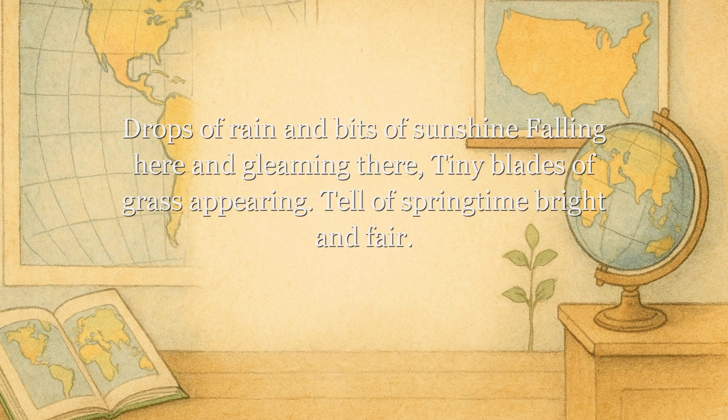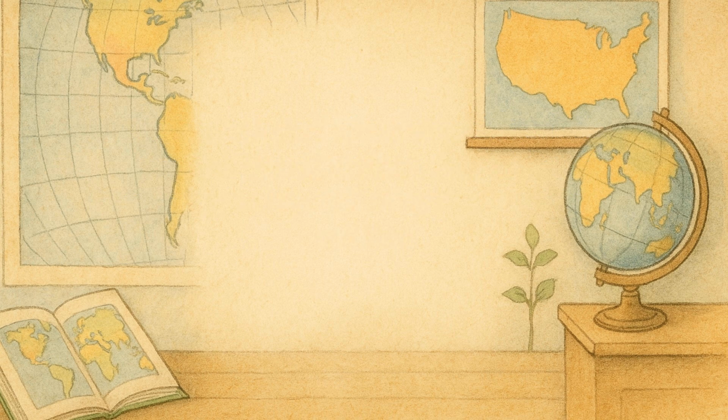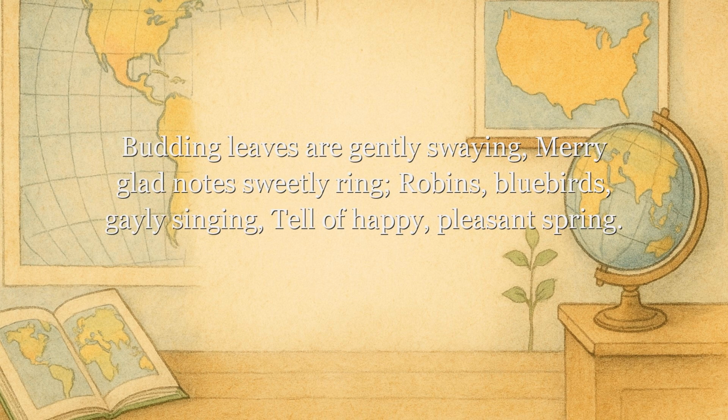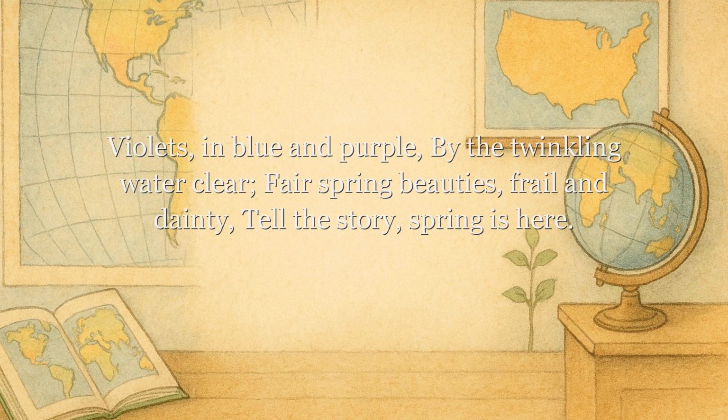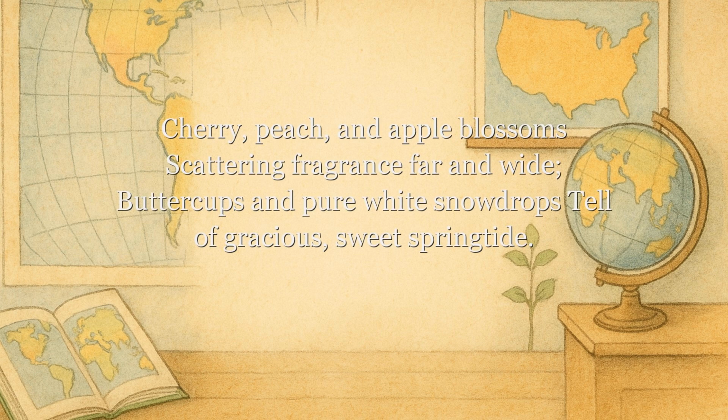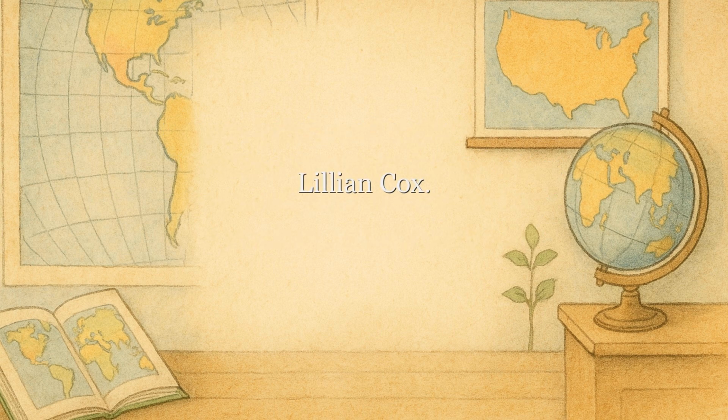Lesson XXVI. Spring. Drops of rain and bits of sunshine, falling here and gleaming there, tiny blades of grass appearing, tell of springtime bright and fair. Budding leaves are gently swaying, merry glad notes sweetly ring, robins, bluebirds gaily singing, tell of happy pleasant spring. Violets in blue and purple, by the twinkling water clear, fair spring beauties, frail and dainty, tell the story, spring is here. Cherry, peach, and apple blossoms, scattering fragrance far and wide, buttercups and pure white snowdrops, tell of gracious, sweet springtide. Lillian Cox.